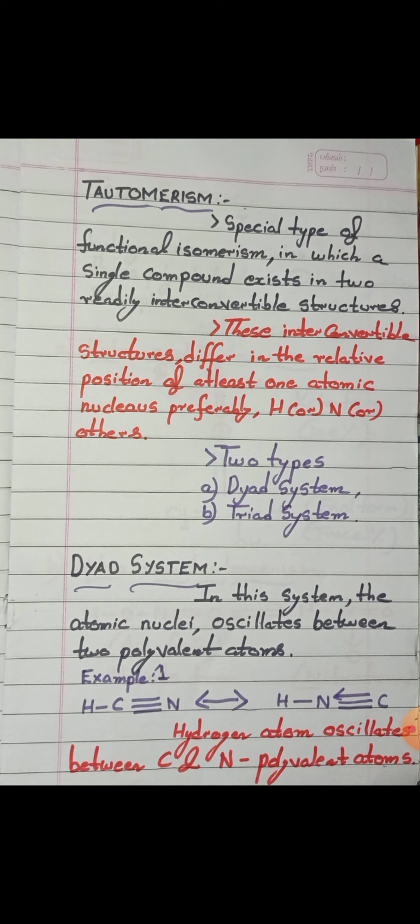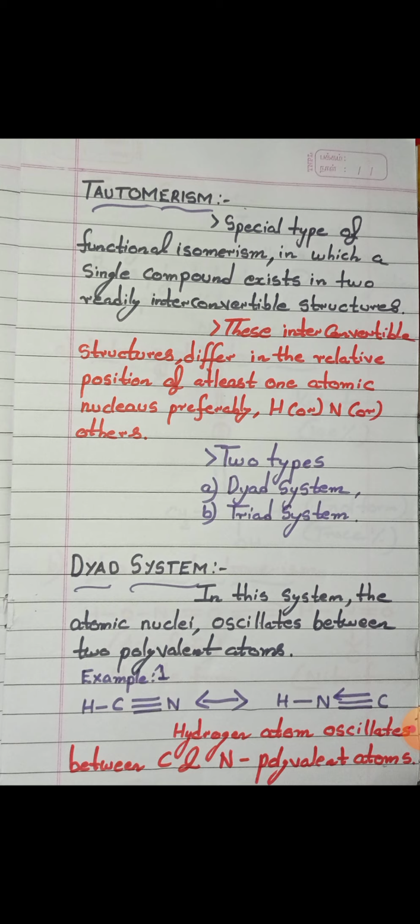Dyad, as the name implies to you, it oscillates between two atoms. In this system, atomic nuclei oscillates between two polyvalent atoms. What is the meaning of the word polyvalent? Where the valency is more than 2. Hence the name polyvalent. For example, the first one, hydrogen cyanide, HCN.